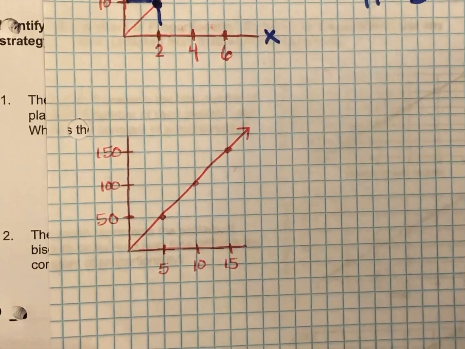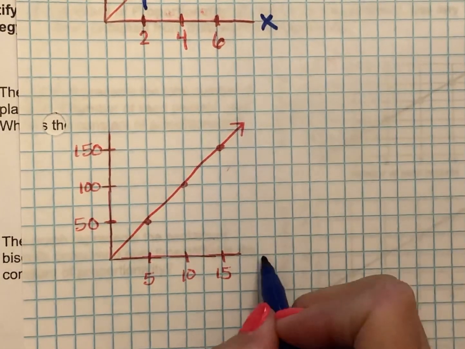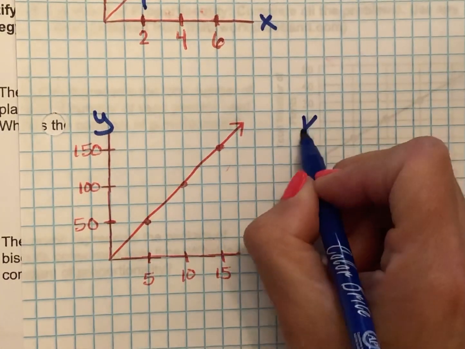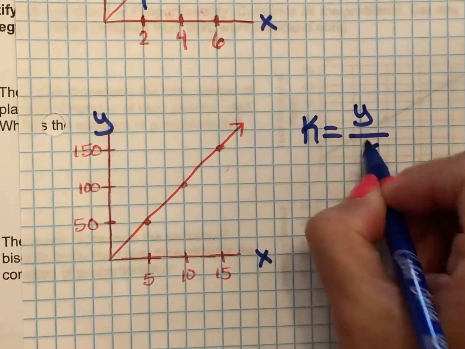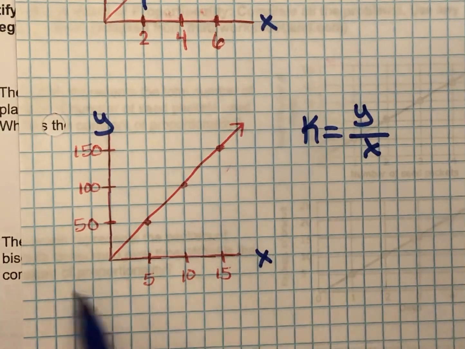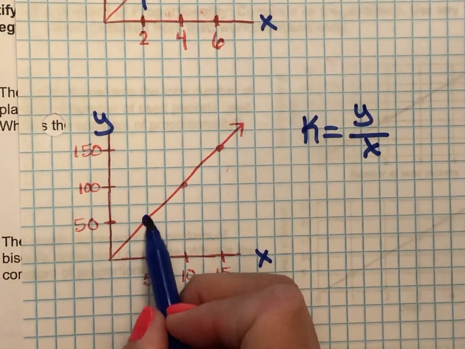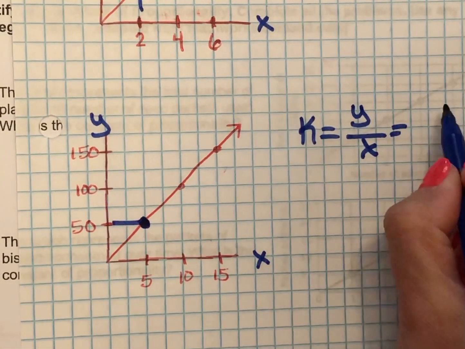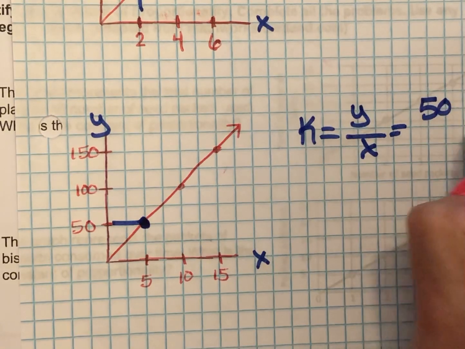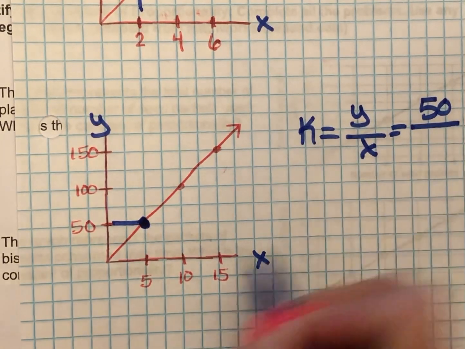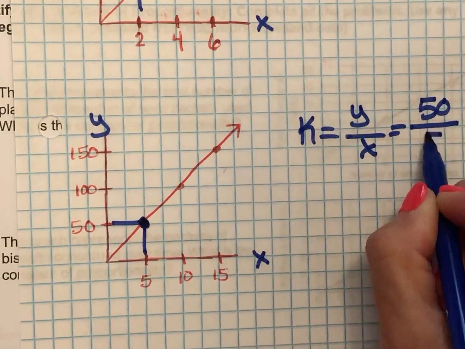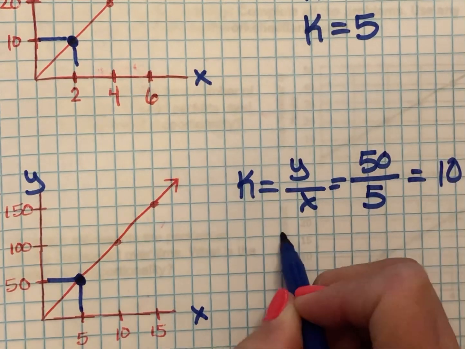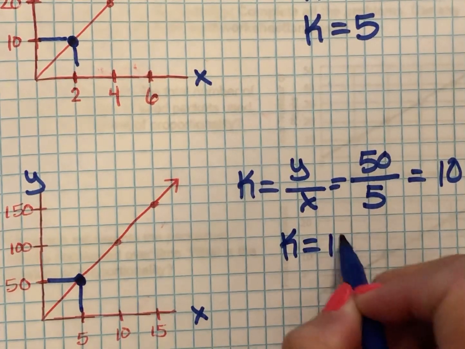Another quick example, here's another graph I made. Again, here's my X values, here's my Y values. We need to find the constant, which is Y divided by X, okay? So choose any point. Here's a point right here. What is my Y value? My Y value is 50. Okay. Y divided by X. What is my X value? 5. And 50 divided by 5 is 10. So your constant equals 10.